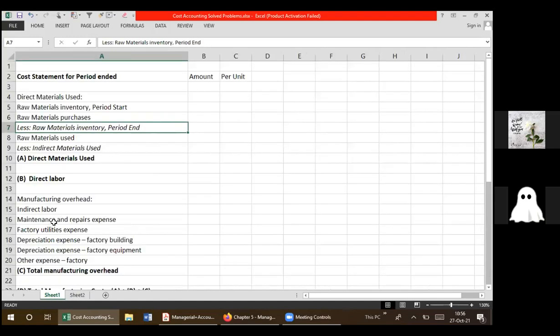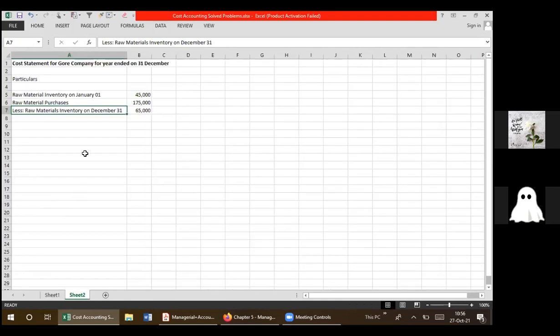Next, what do we need? Next, what we get is raw material used for the year. When you add all these three, you get raw materials used. So we write raw materials used. That will be 45,000 plus 175,000 minus 65,000, which is 155,000. Okay, that is raw material used.